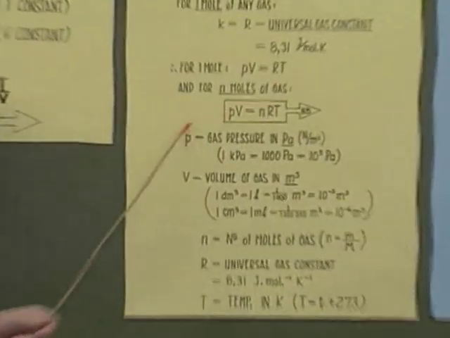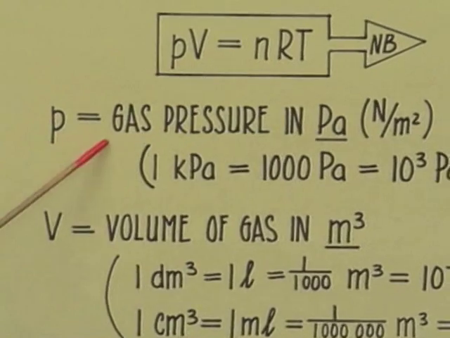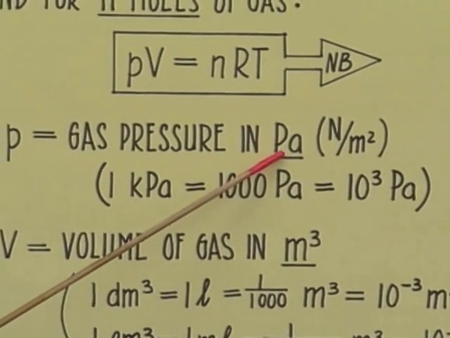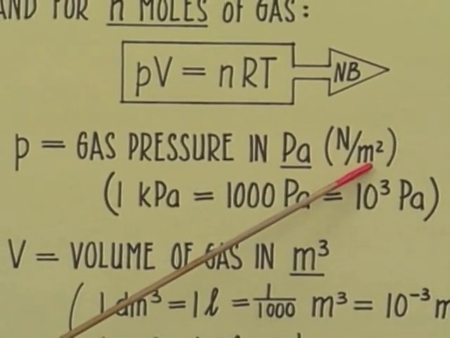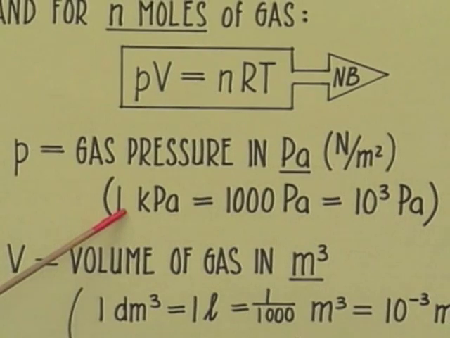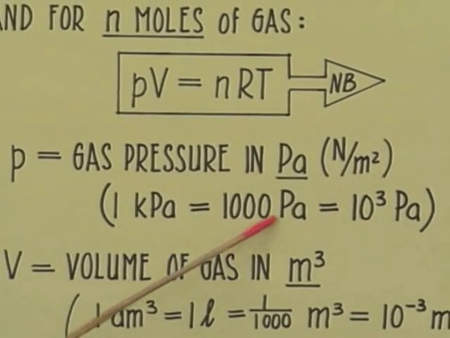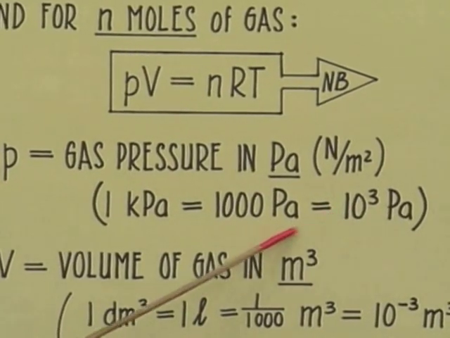If you use this equation, P always stands for gas pressure in pascals and nothing else but pascals. And a pascal is a Newton per square meter. We must remember that 1 kilopascal is 1,000 pascals because kilo means 1,000, or 10 to the power 3 pascals.